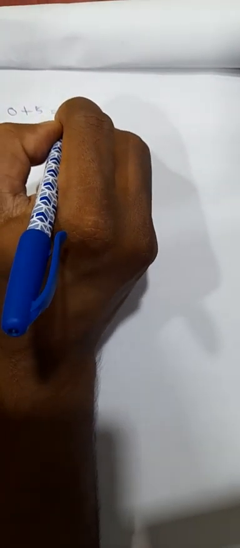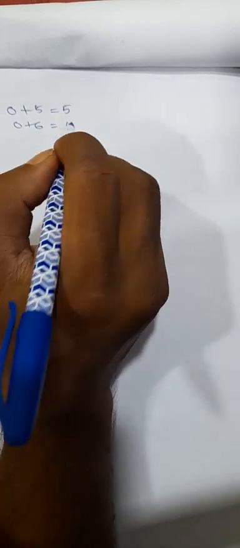We'll discuss some more properties of whole numbers elaborately. Say for example, we say that 0 is the additive identity element with respect to the operation of addition. That means 0 plus 5 equal to 5, or 0 plus 6 equal to 6. If you add 0 with any whole number, the result is the number itself.